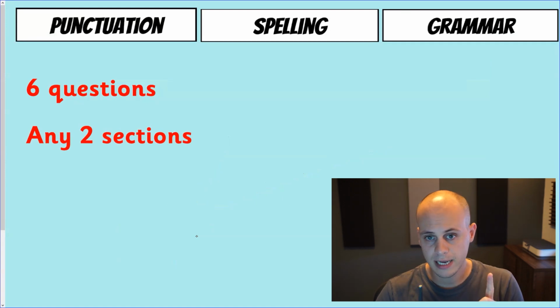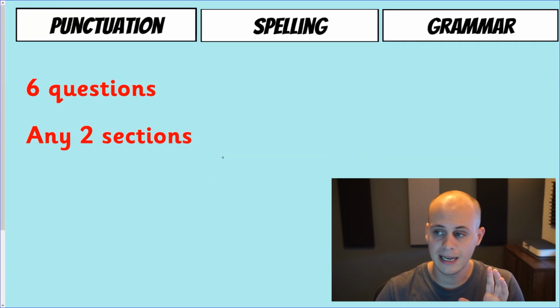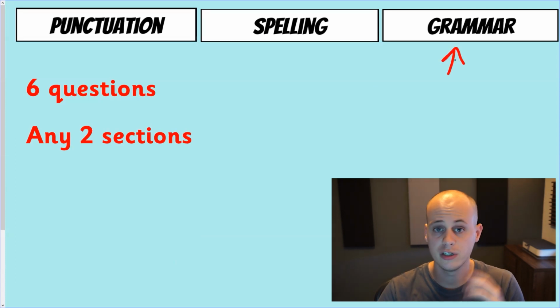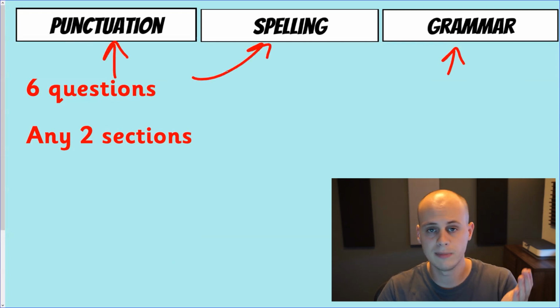So in the test, you will be given any 2 of these 3 sections. Now, over the last 6, 7, 8 years, we haven't really seen much of grammar. We see a lot of punctuation and spelling. Grammar hasn't come up in quite a long time, but it's still worth mentioning in this video because you never know. It could be something they introduce. And I'll show you exactly what the questions look like in a minute. Now, in each section, you'll be given 6 questions. So you could have 6 punctuation, then 6 spelling, or you could have 6 spelling and then 6 punctuation. It doesn't matter, but that's all you need to know. 2 sections, 6 questions on each.